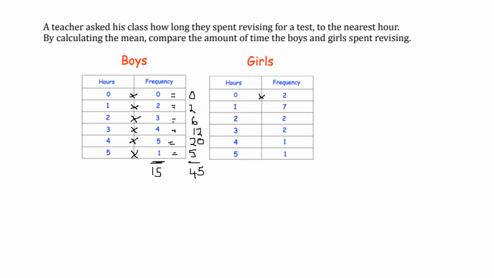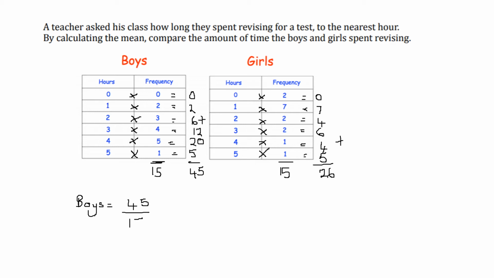And then we're going to do the same thing for the girls. So we're going to multiply across our columns again. So altogether, when we add those, the girls spent 26 hours revising. And again, there are 15 girls. So let's work out the means. So the boys is going to be the total number of hours that they spent studying divided by how many boys are in the class. So 45 divided by 15 is 3 hours. So the average amount of time that the boys spent revising for the test is 3 hours each.